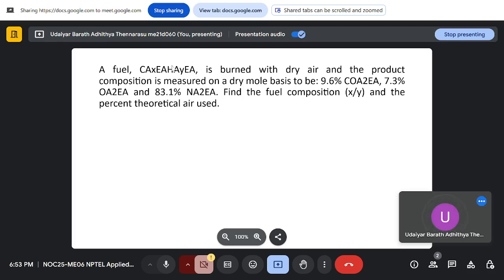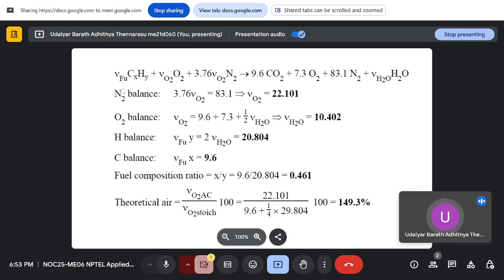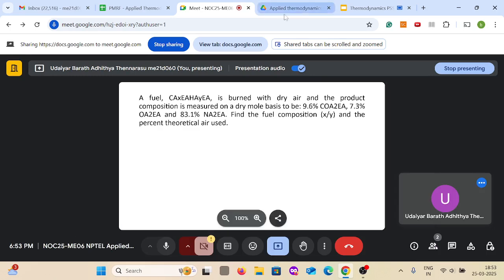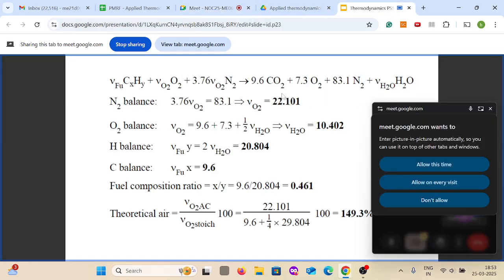There's some conversion error happening here. So fuel contains, I'll straight away show it in problems. So we have CxHy, which is the molar formula for the fuel. So that is combusting with dry air, and the product contains, on a dry molar basis, 9.6% of CO2, 7.3% of oxygen, and 83.1% of nitrogen. I think I'll just edit it here.